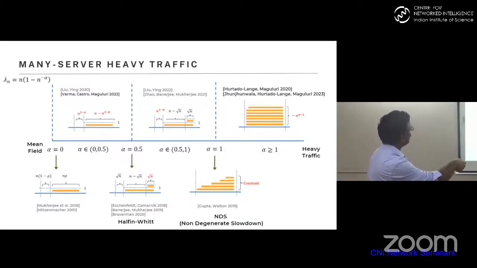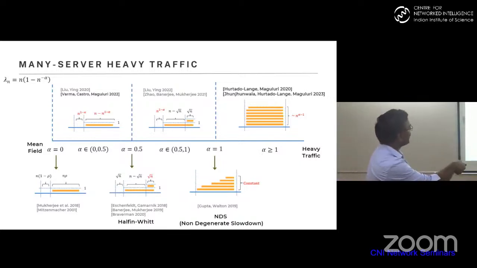Now let's further increase the load. As you further increase the load, again qualitatively nothing changes. The idle servers are being squeezed out. Here it was square root of n. Now it is becoming less than square root of n. But the number of servers with 2 jobs still remains square root of n. This goes on until this 1 minus alpha becomes 0, and you don't have any idle servers. That happens at alpha equal to 1. This is a second phase transition. This is called the NDS regime. This was studied by Gupta and Walton.